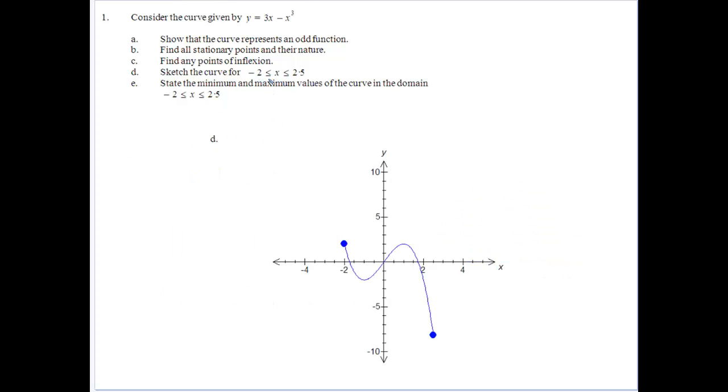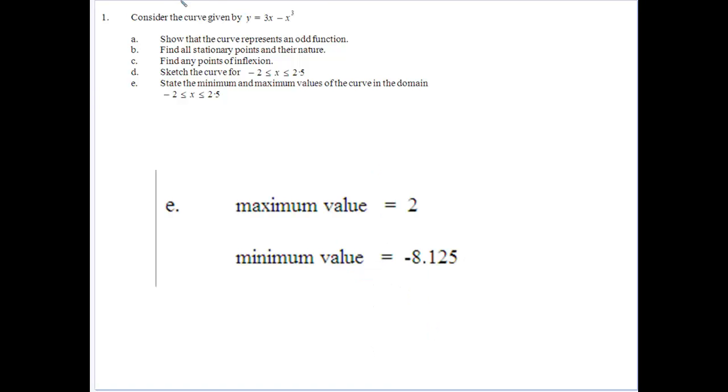Sketch the curve for minus 2 to 2.5. So there's our curve there. We make sure we're drawing it with our stationary points as well as our endpoints, because we've got a set domain here. We have to get the values at minus 2 and 2.5, which is about minus 8. From our graph, we can look at the maximum and minimum values of the curve in this domain. The maximum value would be 2. The minimum value is minus 8 and 1/8, or minus 8.125, because that's the value we get when x is 2.5.